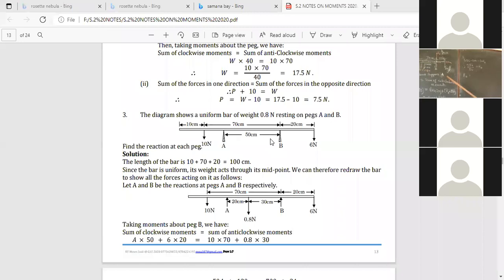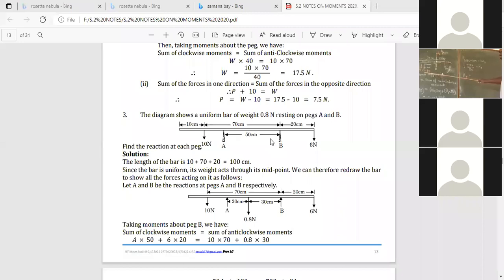RB from the pivot A is 50, plus 20. That is 70. There's a distance which is not correct; it's supposed to be 70. So it can't be 90 when the other one is 50.